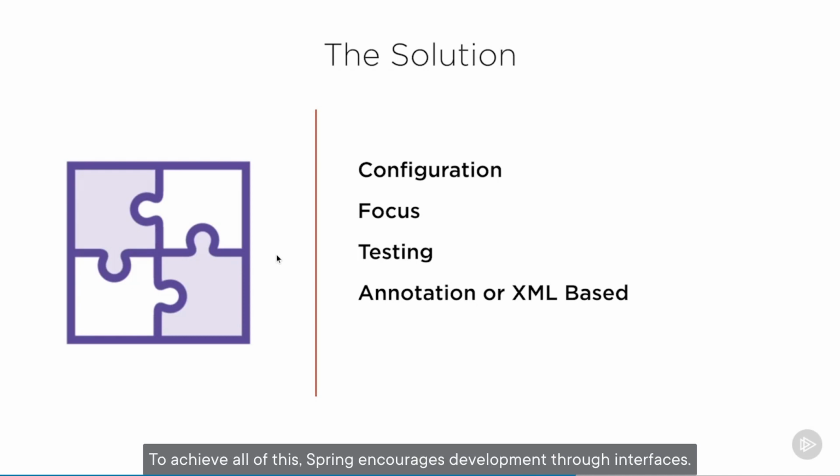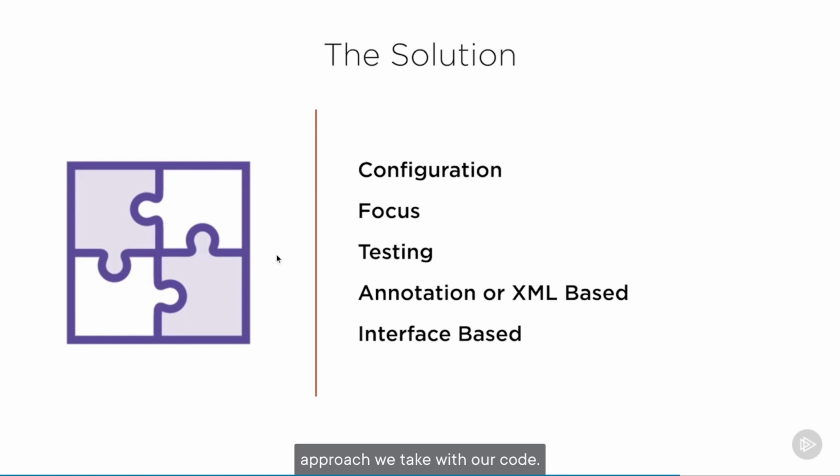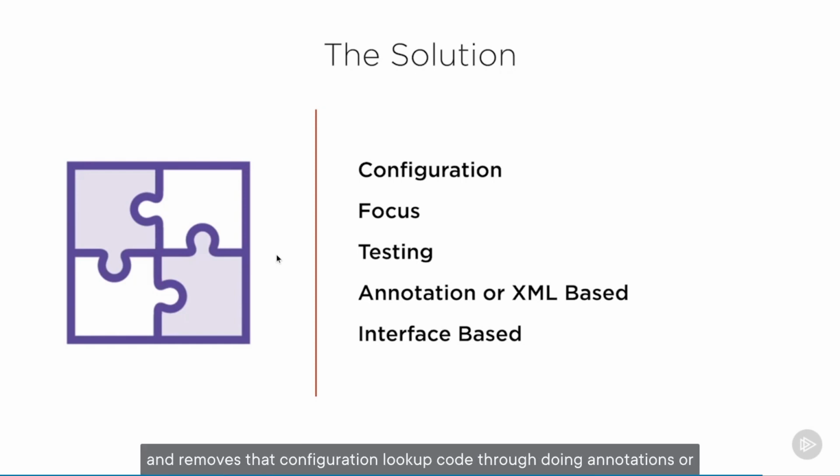To achieve all of this, Spring encourages development through interfaces. We will dive into this concept deeper in the implementation of our code, but interface-driven development really changes the approach we take with our code. So it makes things easier to test, makes things more focused on what the business needs, and removes that configuration lookup code through doing annotations or Java-based configuration or even the XML-based approach as well.